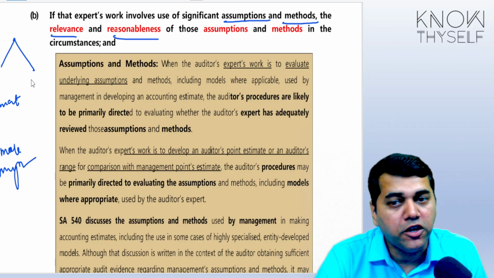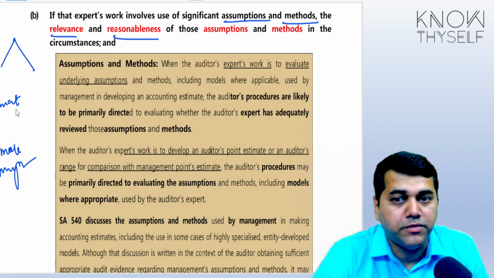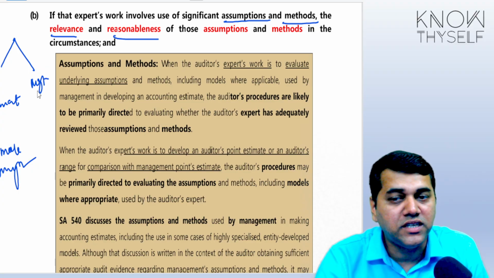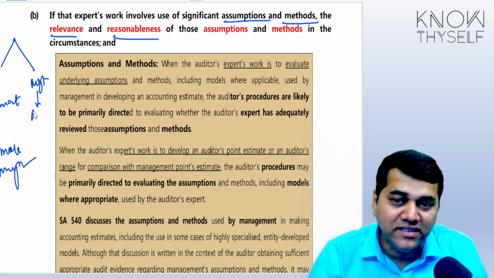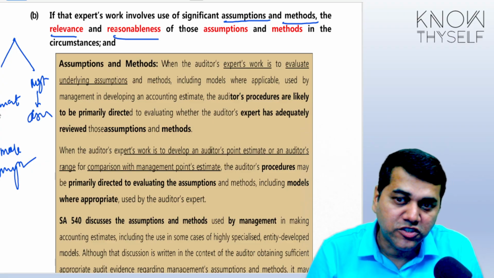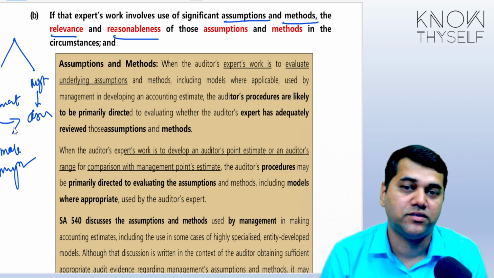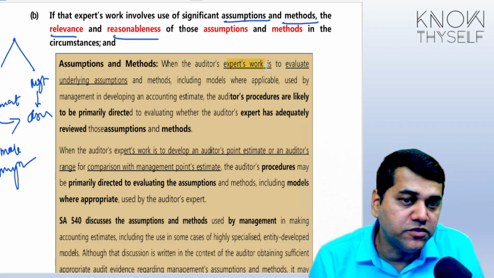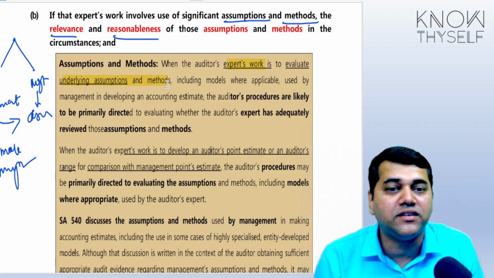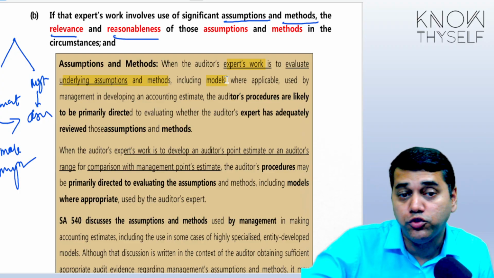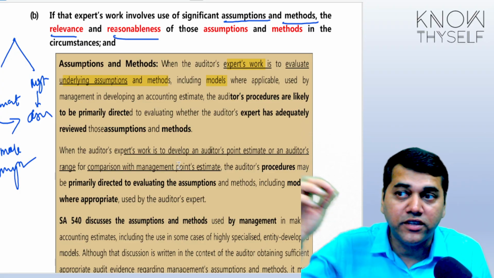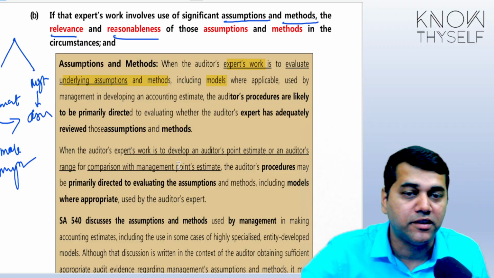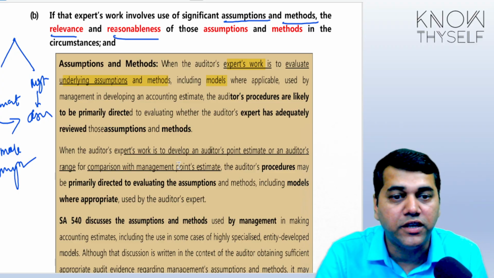In the second case, he might have been hired not to do the estimate, but management has done certain estimates. While management has done the estimate, they have taken certain assumptions. Now, this expert is called just to verify that assumption. Now read here. When the expert's work is to evaluate the underlying assumptions and the methods, like whether the model they have used is correct or not. See, here I am not asking you to do the calculation. Already management has done a calculation, taking certain models, taking certain methods. So I am calling that expert and saying please verify.